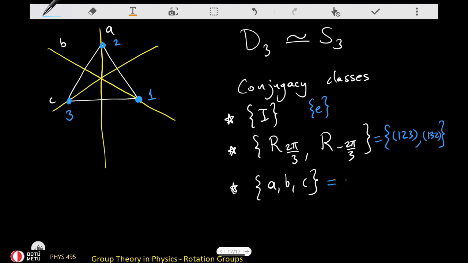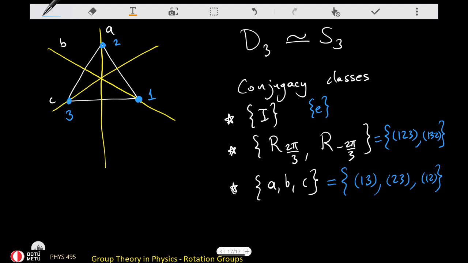How about A, B, C? A is a reflection which fixes the element 2 and exchanges 1 and 3. So this corresponds to the transposition 1, 3. B fixes the corner 1 and exchanges 2, 3. C fixes 3, and so exchanges 1, 2. Therefore this conjugacy class corresponds to the transpositions, or the odd permutations in the permutation group.